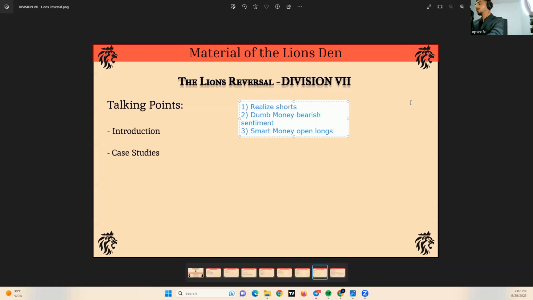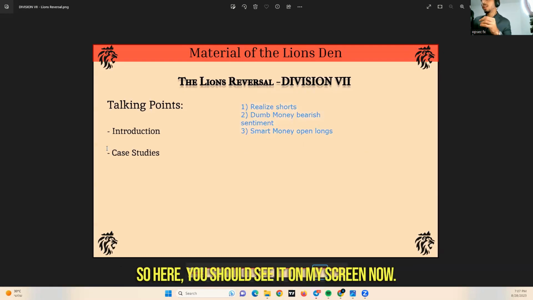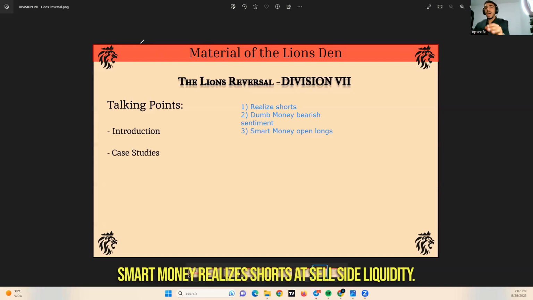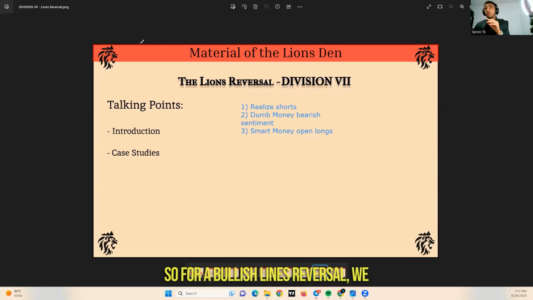3, smart money accumulate open longs. Okay, so here. You should see it on my screen now. So, realized shorts, what does this mean? Smart money realizes shorts at sell-side liquidity. So, for a bullish Lion's Reversal, we need to clear sell-side liquidity. This means that smart money realized shorts.